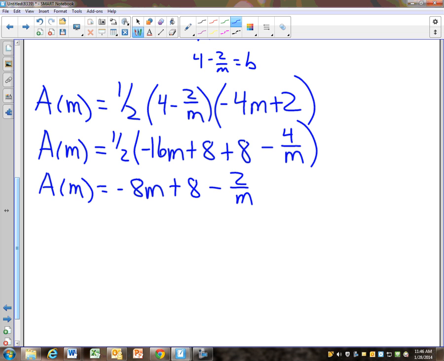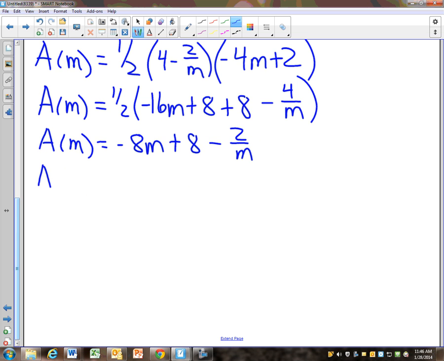All right, so I have my function. Now what do I got to do? Take the derivative. So we got negative 8, and then negative 2 over m. That's like negative 2 times m to the negative 1. So it'll be positive 2 over m squared when you work that out. You take that derivative.